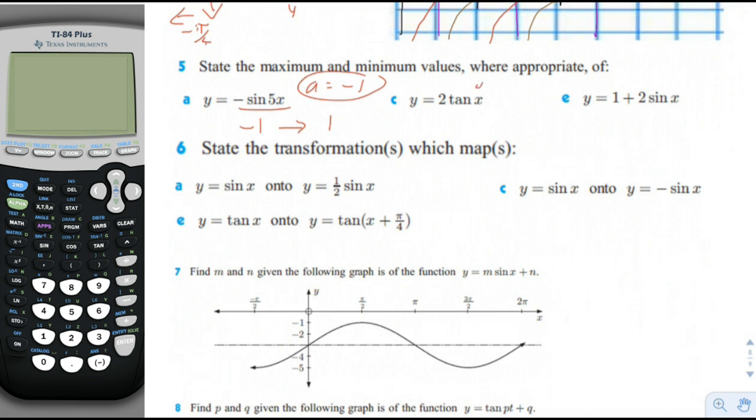Okay? And then what about C? C has an amplitude value of 2. If the amplitude value is 2, that means that it ranges from negative 2 to 2. And there's no D values here, so it's not being shifted up or down.